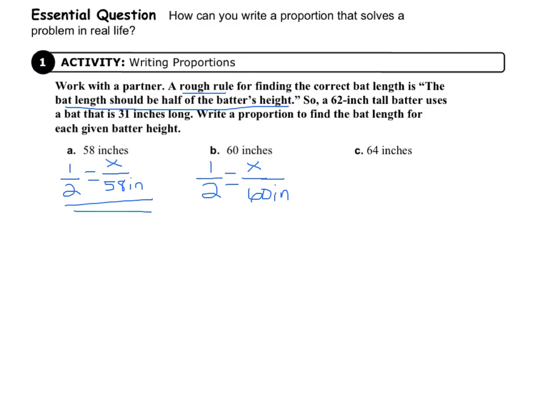Now, if we wanted to, we could go ahead and solve for that x because we have the skills to do that. But it didn't ask us to do that. It just asked us to write the proportions. It didn't ask us to solve them yet. So your assignment for this evening is to write the proportion for C, just like we've done in A and B.